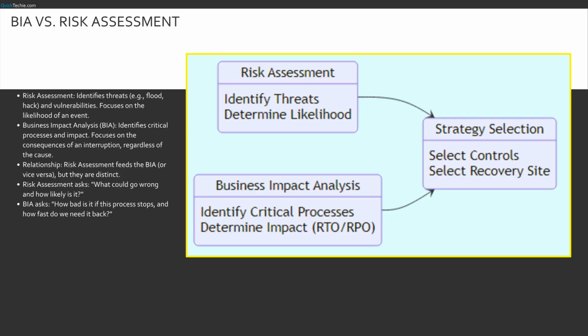Here we see how the 2 processes converge. On the left top, the risk assessment identifies threats and likelihood. On the left bottom, the BIA identifies critical processes and impact metrics like RTO. Both of these streams flow into the strategy selection state on the right. You cannot effectively select controls or a recovery site without inputs from both the risk assessment and the BIA.